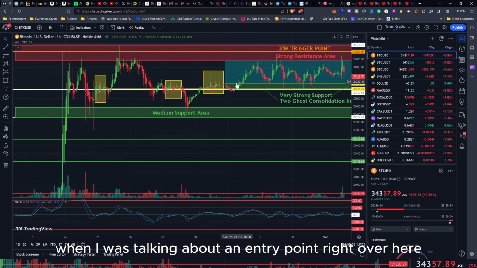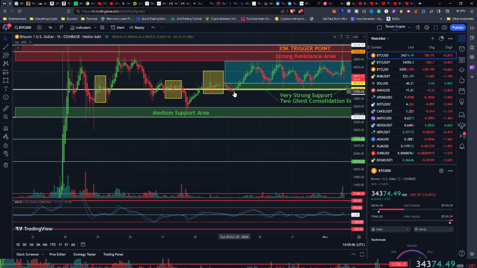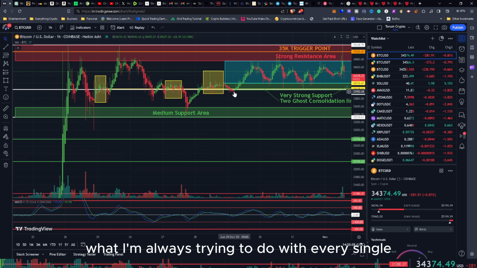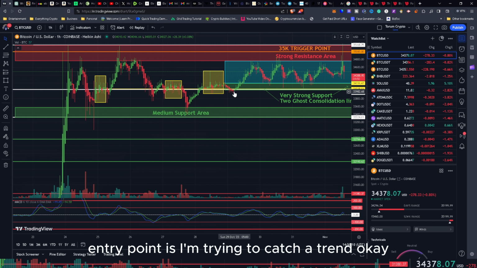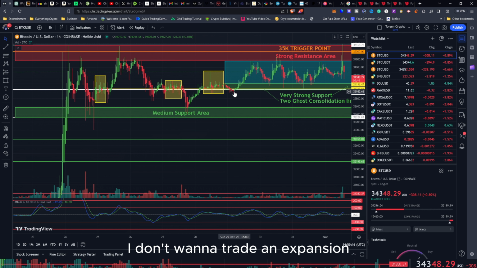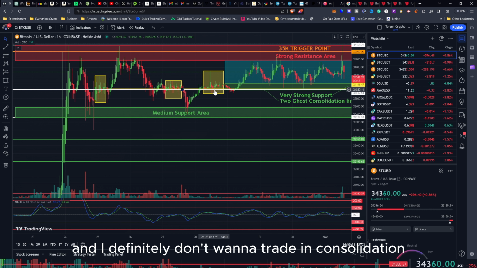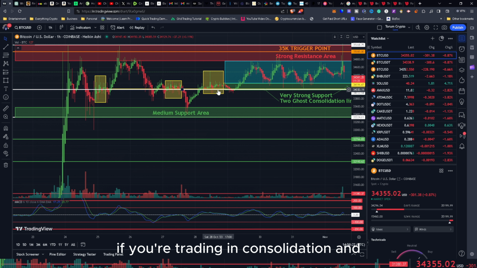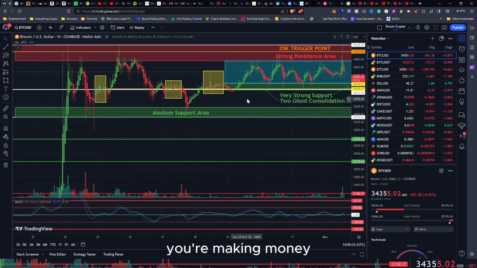Okay, when I was talking about an entry point right over here, what I'm always trying to do with every single entry point is I'm trying to catch a trend. Okay, I don't want to trade in expansion, and I definitely don't want to trade in consolidation. If you're trading in consolidation and you're making money, you're a badass. Excuse my language, but yeah, you're a badass if you're doing that.